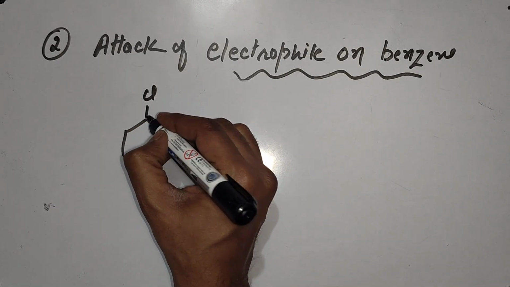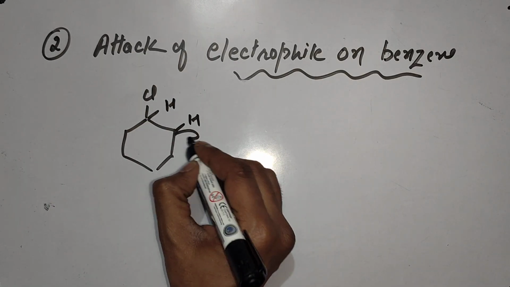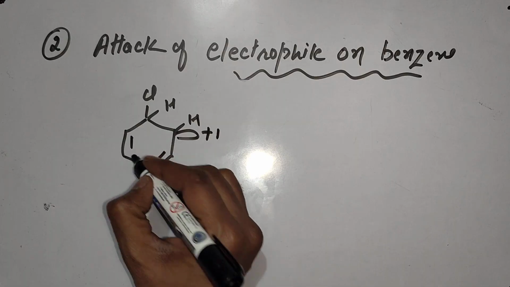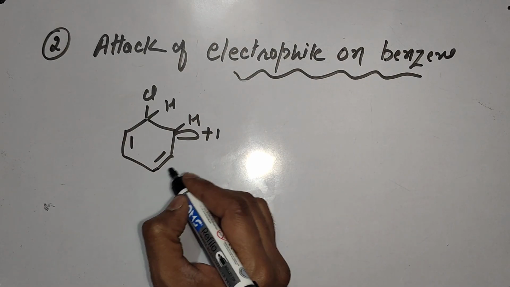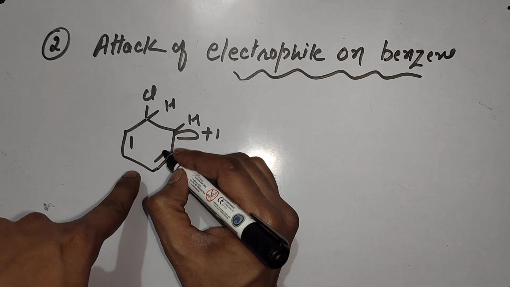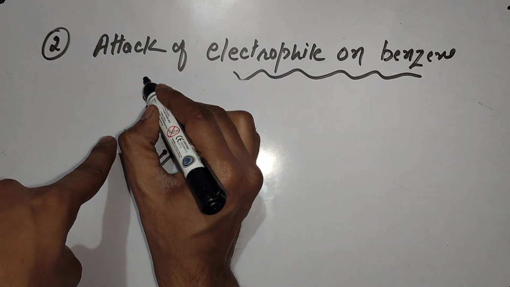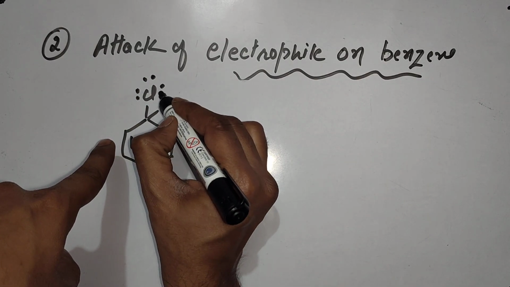Check. Here we have a vacant orbital. Pi bonds are there. Hydrogens I am not drawing. You can understand we have hydrogens. And this chlorine will have 3 pairs on it.